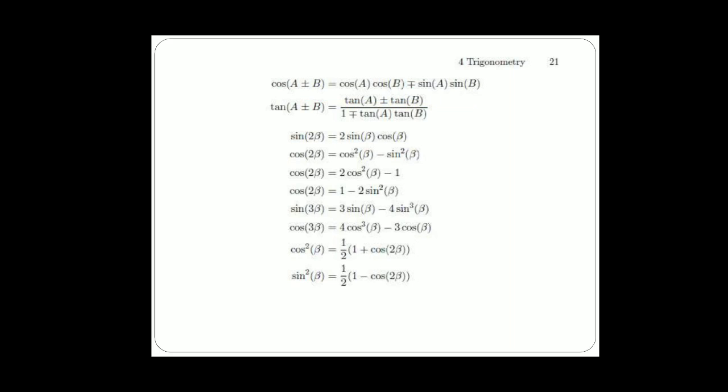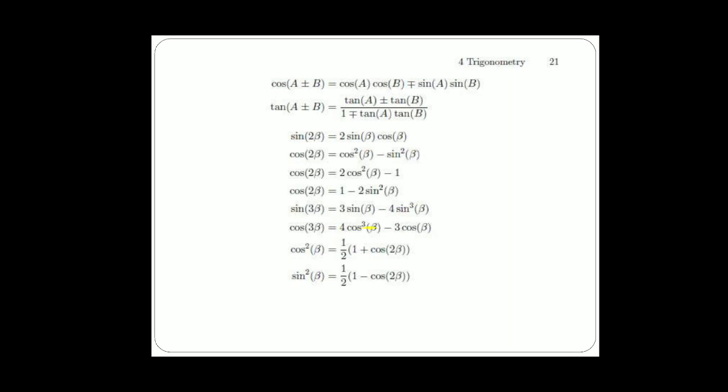So for that, the compound angles which I am getting are: first one is sin 2 beta is equal to 2 sin beta into cos beta. Cos 2 beta is equal to cos square beta minus sin square beta. Cos 2 beta is equal to 2 cos square beta minus 1. Cos 2 beta is equal to 1 minus 2 sin square beta.